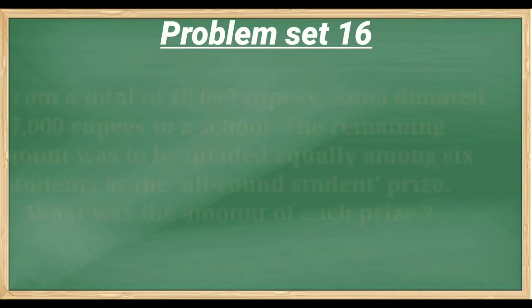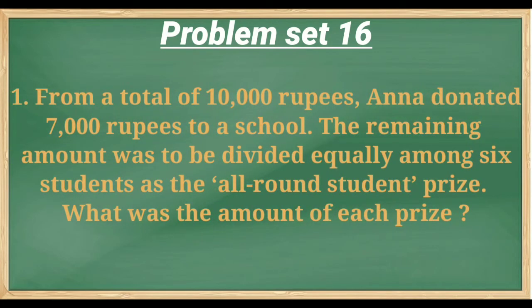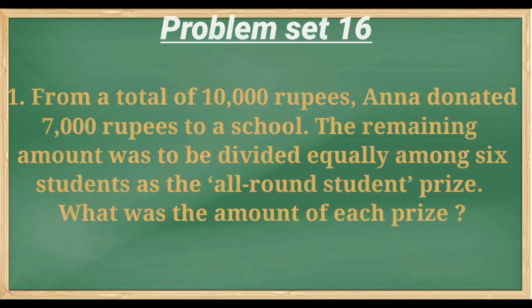So, in this example, we made use of two mathematical operations, that is multiplication and division, to get the solution. On the basis of this, let's try to solve problem set 16. Question 1. From the total of 10,000 rupees, Anna donated 7,000 rupees to a school. The remaining amount was to be divided equally among 6 students as all-round student prize. What was the amount of each prize?